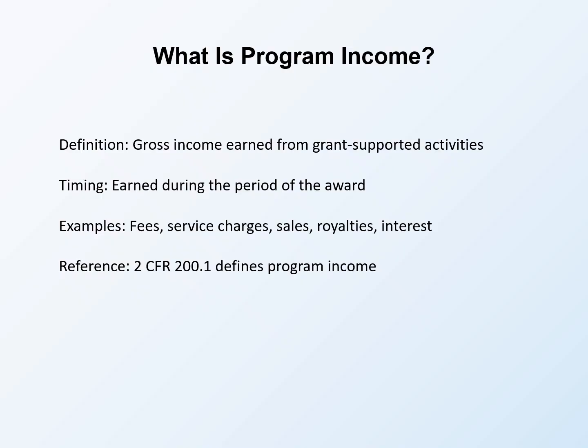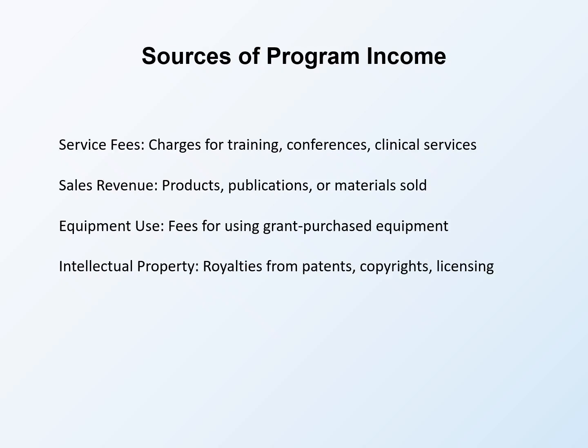Examples of program income include fees for services performed, such as training or clinical services, service charges for using grant-purchased equipment, sales of commodities or products, royalties from patents or copyrights, interest earned on grant funds where permitted. Various revenue streams can constitute program income depending on their connection to grant activities. The definition in 2 CFR 200.1 establishes the regulatory foundation. Your specific award terms may include additional guidance about what counts as program income for your particular program. Recognizing potential sources of program income helps you anticipate and manage these revenues appropriately.